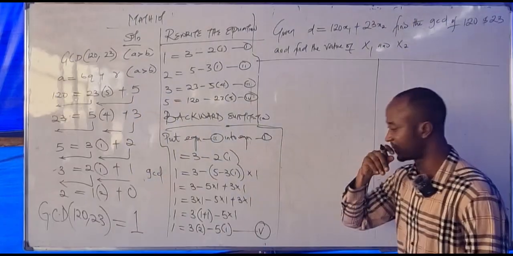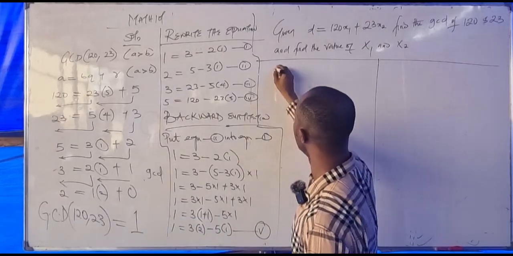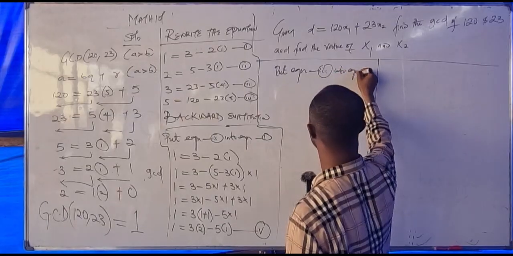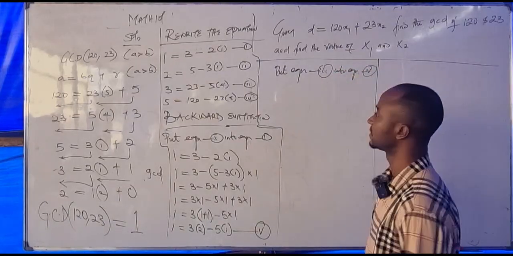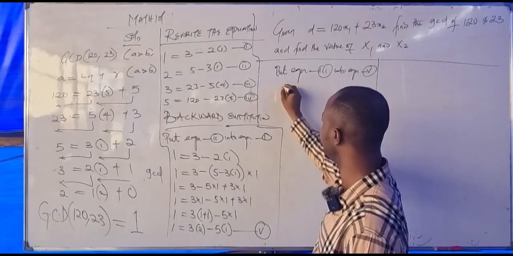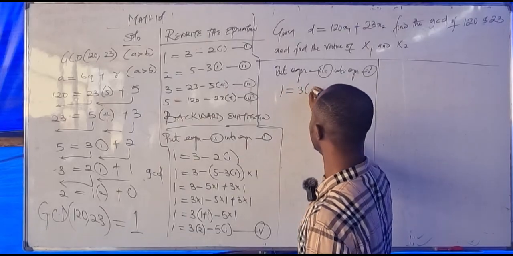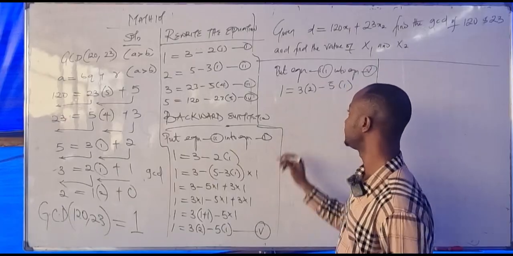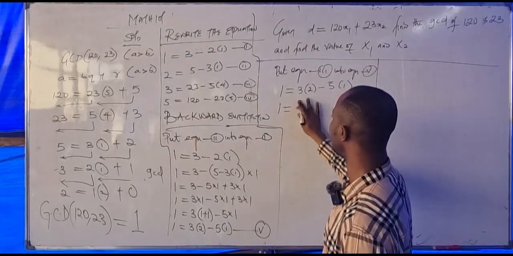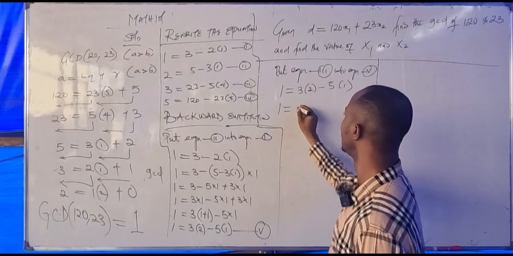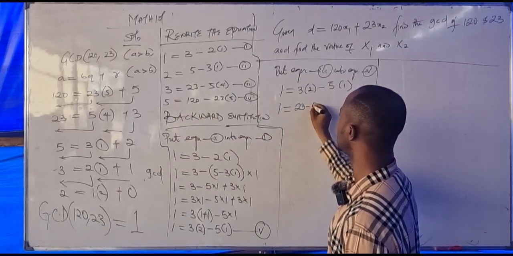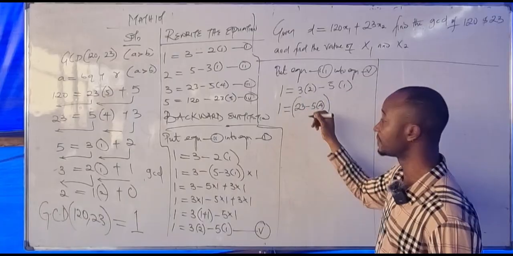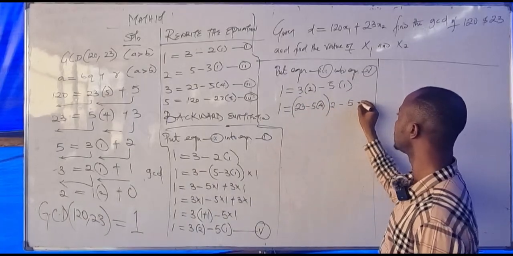Now watch. We have to put 3 into equation 5. Let's repeat again. Equation 5 says 1 equals 3 times 2 minus 5 times 1. Can we now put it in? Now that gives us 1 equals, what's our 3? This one. We have 23 minus 5 times 4, all multiplied with 2, with 2 minus 5 times 1.